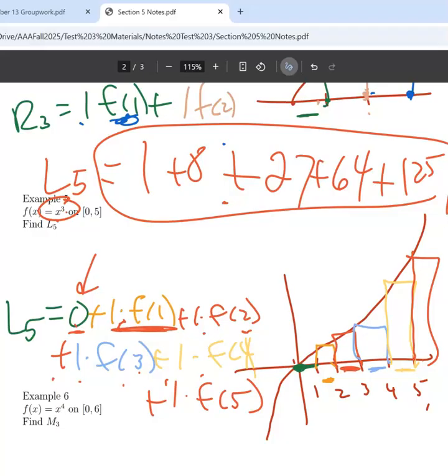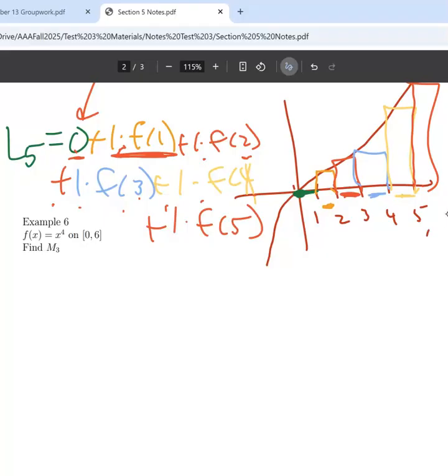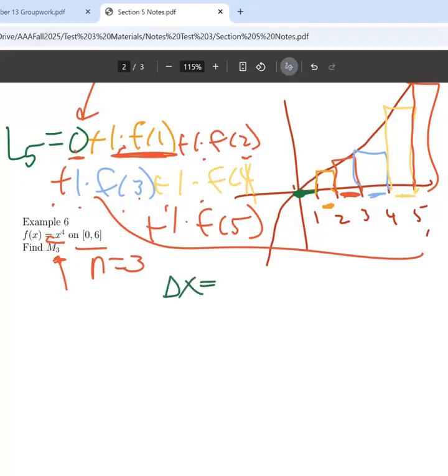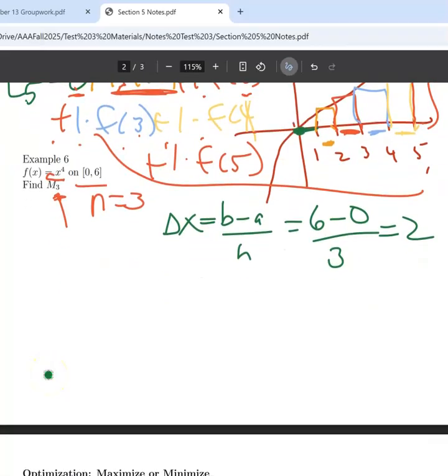Okay, so last one on this is finding the midpoint on this function between 0 and 6. And this little 3 here means n equals 3. Okay, let's check what that means. Delta x is b minus a over n. So that's 6 minus 0 over 3. Oh, that's 2. Okay, x to the 4th, looks like that, right?